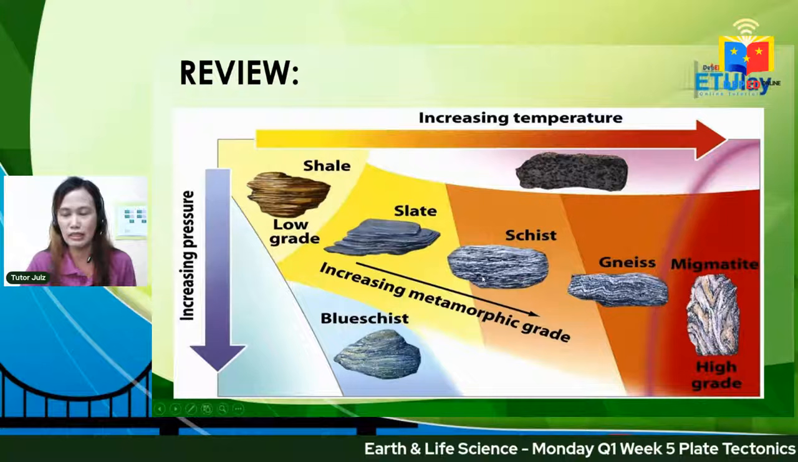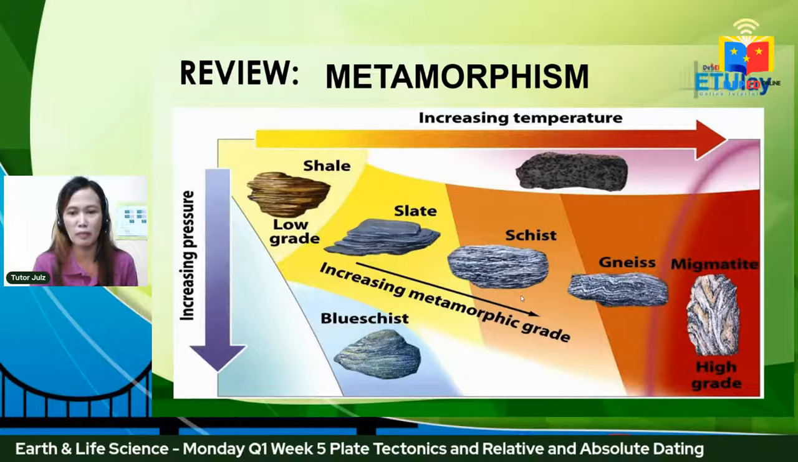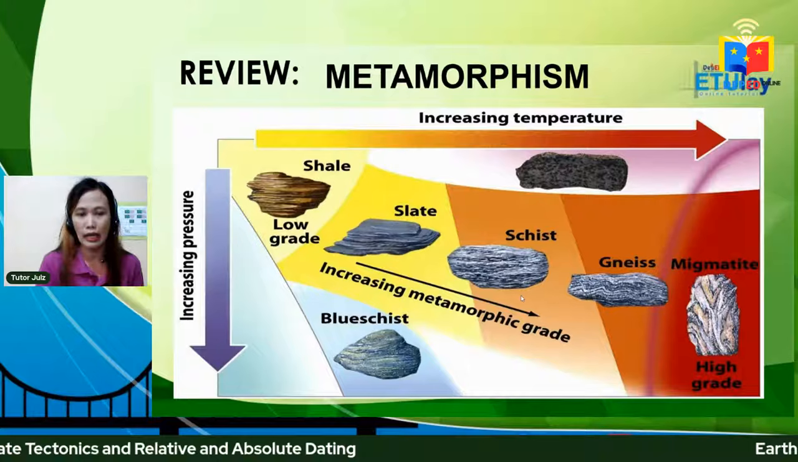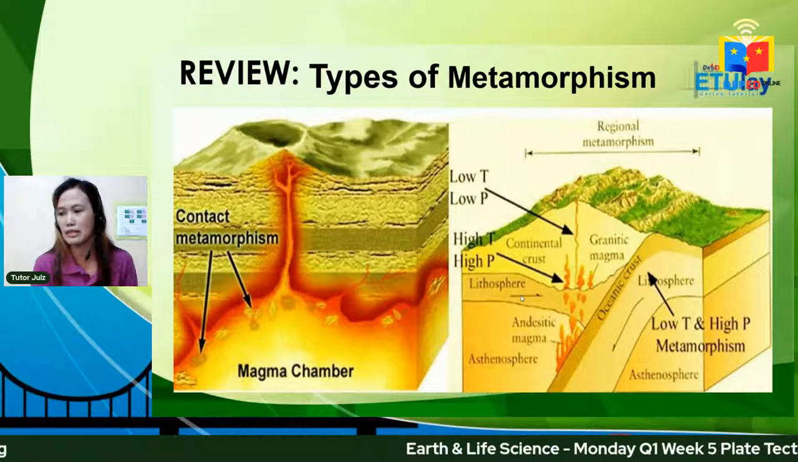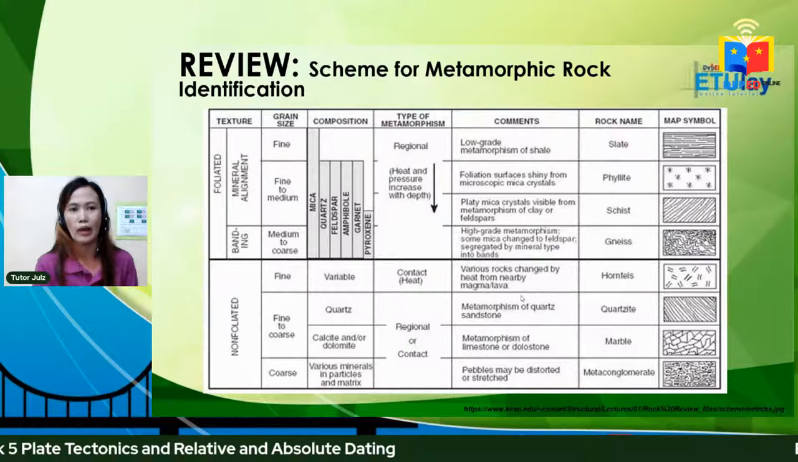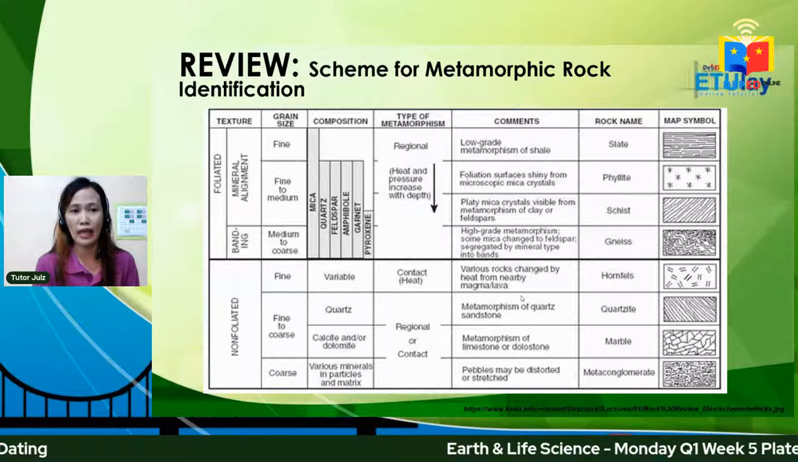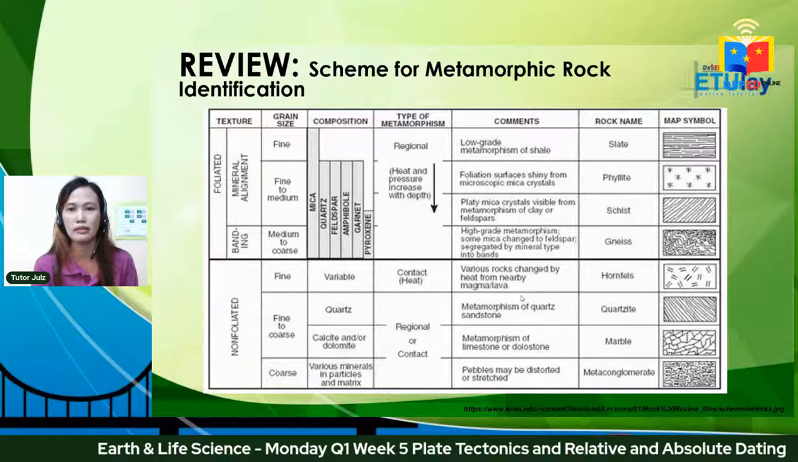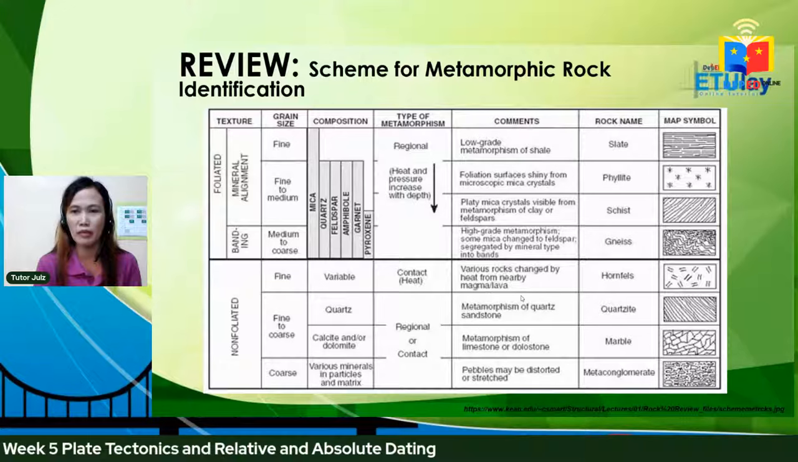That is metamorphism. There is an increasing metamorphic grade from low to high grade, and there is an increasing temperature and pressure condition. Next, we discussed the types of metamorphism: contact metamorphism and regional metamorphism. We also discussed the systematic plan for metamorphic rock identification, and we explained the classification of rock based on texture, grain size, composition, types of metamorphism, and the map symbol. There is a given map symbol for each type of rock.